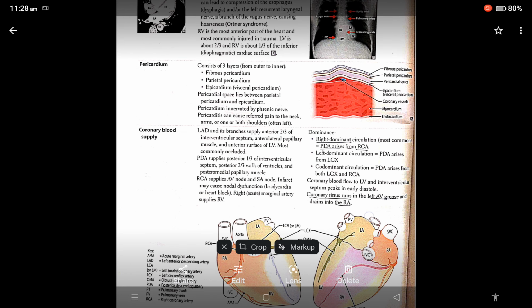Now here again it is mentioned that right dominant circulation means the posterior interventricular groove artery is arising from the RCA. And in 65% of cases it is from the right coronary only. Then the coronary sinus runs in the left AV groove. In embryology we have studied that the sinus venosus left horn gives rise to the left coronary sinus. So the coronary sinus is related to the left AV groove and drains into the right atrium.